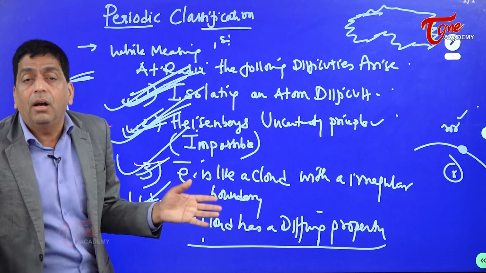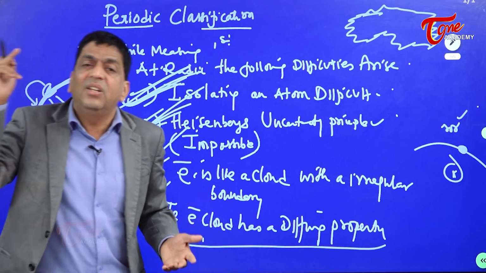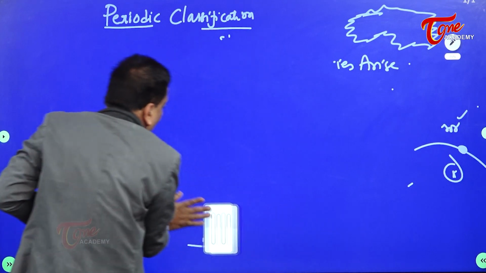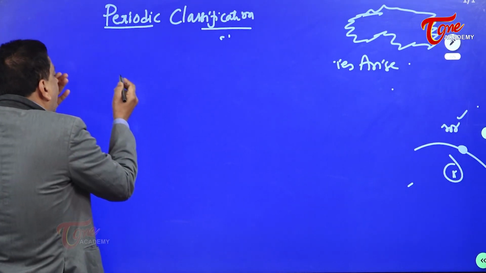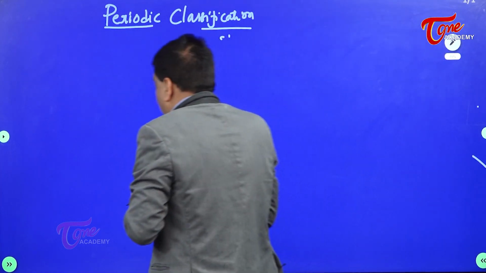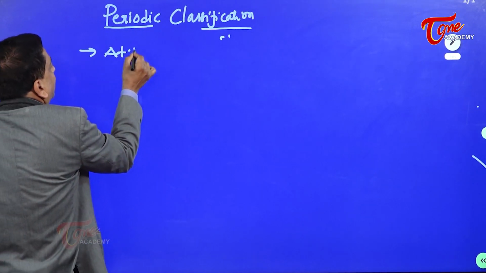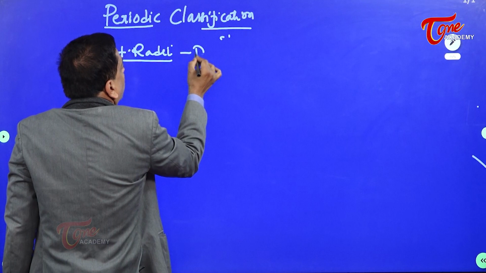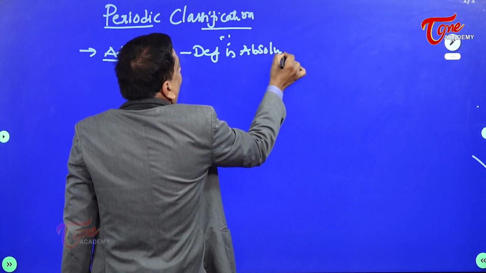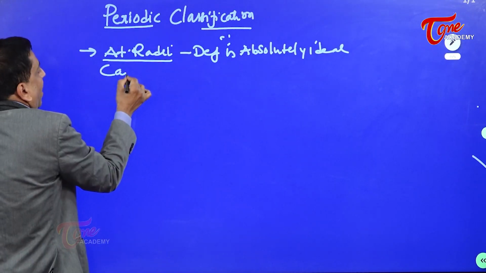So the ideal things give zero error, and you're trying to deviate from it. When you deviate, then you are inducing error. There is no other option at all. And let me tell you now that the atomic radii definition is absolutely ideal, but it cannot be measured.